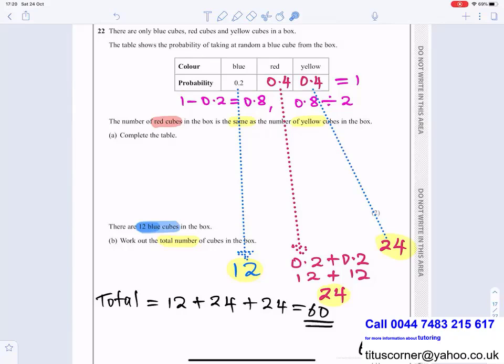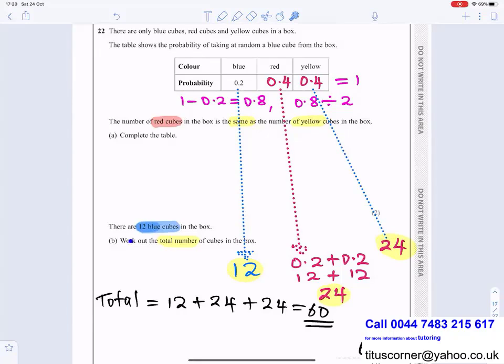If you look at the box, the 0.2 probability represents 12. 0.4 is actually double 0.2. 0.2 times 2 is 0.4. So 0.2 plus 0.2 gives you 0.4. So if 0.2 is 12, another 0.2 is 12. So 12 add 12 is 24. So 0.4 represents 24. And the other 0.4 for yellow represents 24.